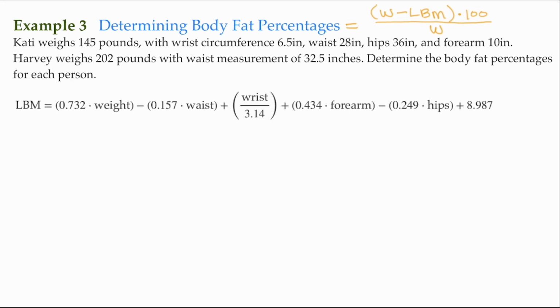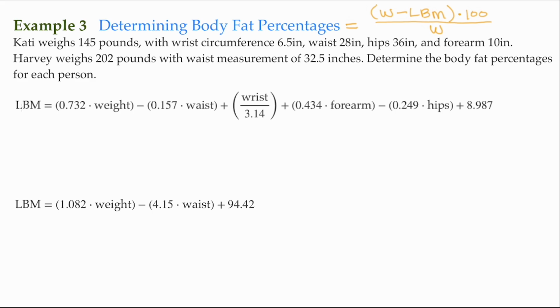And this is the lean body mass equation for men. And there's only two. And that's strictly because of the way the fat is distributed amongst the two different types of body types. So in order to determine the lean body mass for Katie, it says Katie weighs 145 pounds with wrist circumference 6.5 inches, waist 28 inches, hips 36 inches, and forearm 10 inches. Harvey weighs 202 pounds with a waist measurement of 32.5 inches. Determine the body fat percentages for each person.